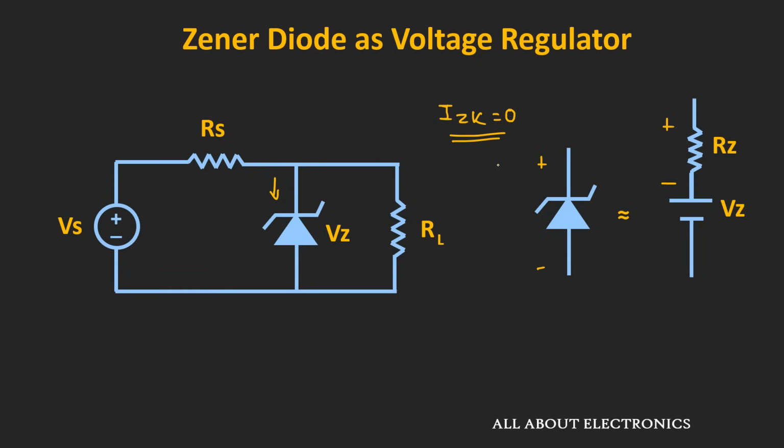So I hope in this video you understood what is Zener diode and how we can use the Zener diode as a voltage regulator. So in the next video, we will solve few more examples based on these Zener regulator circuits.